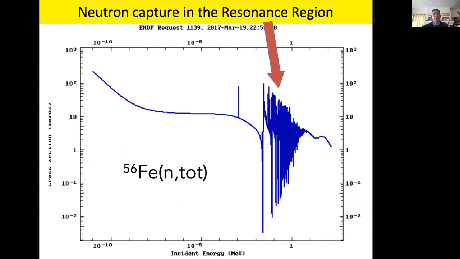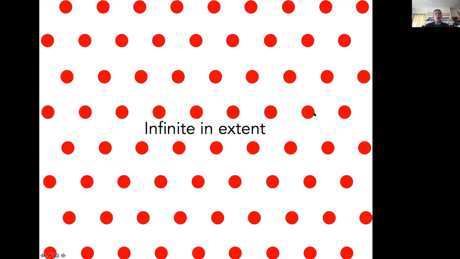There's just another example of neutron capture on iron, and you can see the resonance region. It's very, very dense here. Here I show this because the data is complete right up until where the resonances become so thick that they really do form just a smooth continuum cross-section at that point. Okay, let's actually now develop some intuition here.